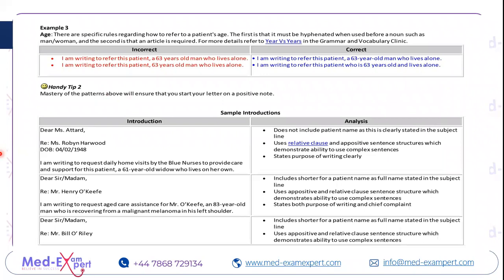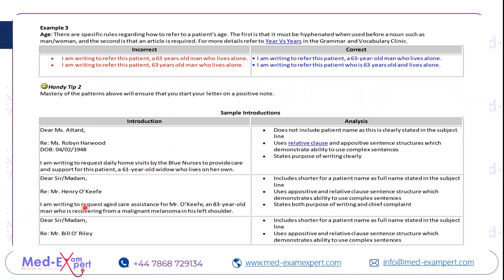Next are some sample introductions. Here we have: "Dear so-and-so, RE, the patient's name and date of birth. I'm writing to request daily home visits by the Blue nurses to provide care and support for this patient, a 61-year-old widow who lives in her home." So now, name, age of the patient, and why are you writing the letter. Your purpose should be very clear in your introduction. In this, what's the purpose? Daily home visits. This is the purpose.